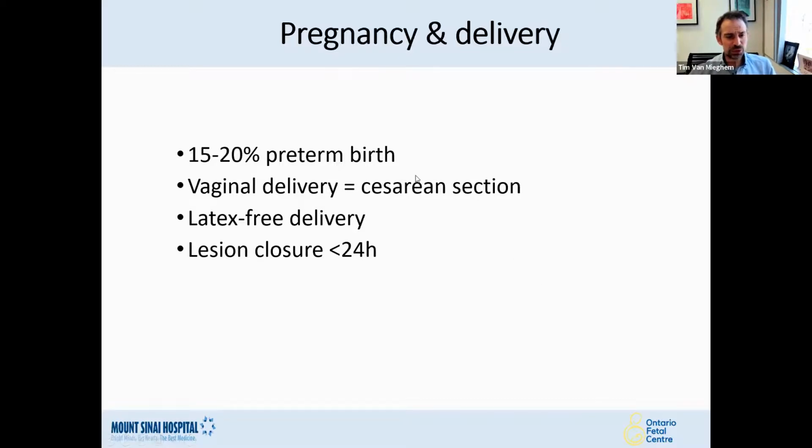We do speak about reduction of latex exposure because for some reason, kids with spina bifida have a really high risk of becoming sensitized to latex. And that is probably related to the fact that the blood-brain barrier is breached at the level of the lower spine. And so all interventions on these kids from delivery onwards are latex-free procedures. And then we, or the neurosurgeons more particularly, speak about postnatal surgical closure of the lesion, typically within 24 hours.